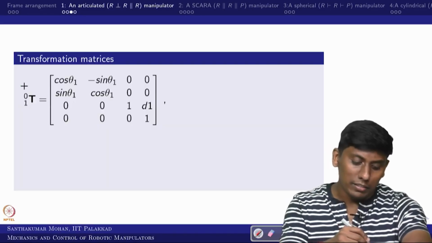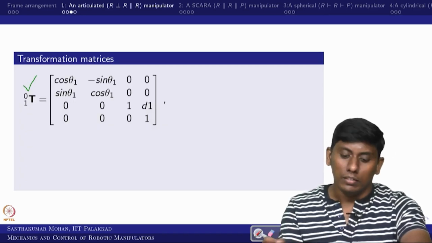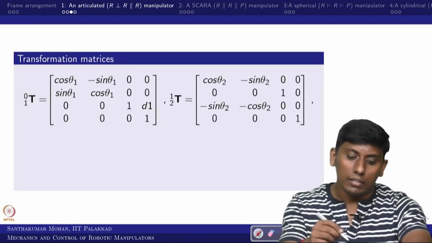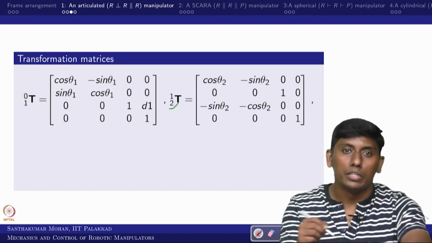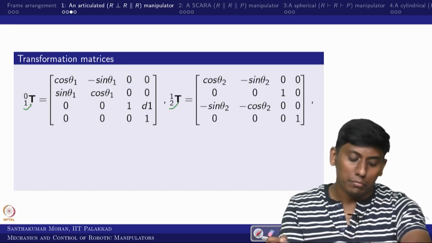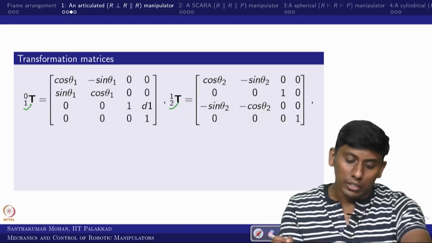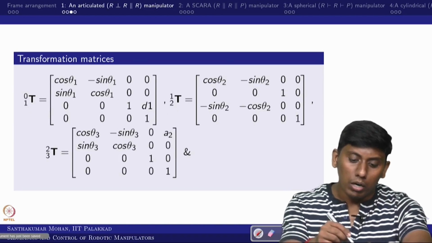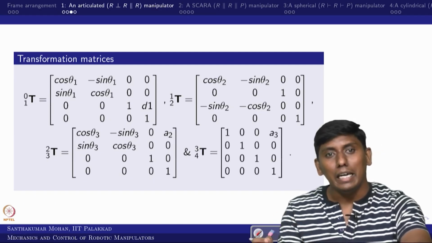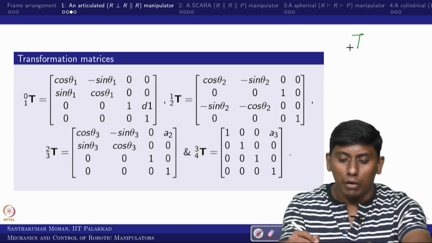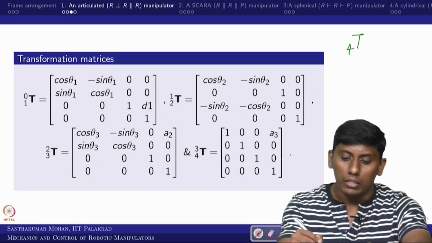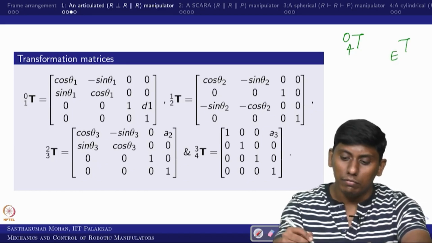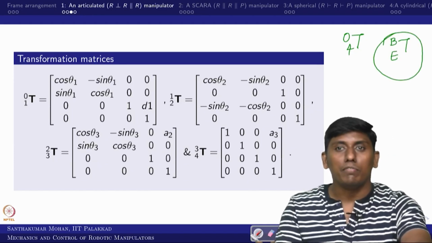So you will get T01 as this, right? So then what else will you get? You will get T12, in the sense the transformation matrix of 2 with respect to 1, the transformation matrix of 1 with respect to 0. Like that you will keep getting them, right? Up to what? Up to 4. But what we are really interested in is finding the transformation matrix of 4 with respect to 0, in the sense the transformation matrix of the end with respect to the base. So this is what we are interested in.